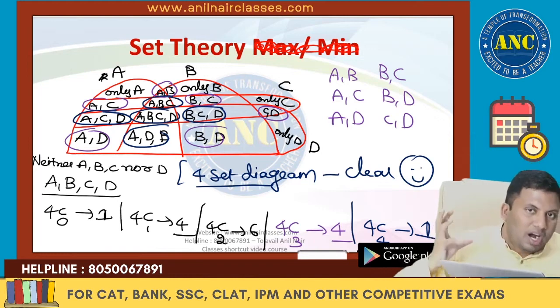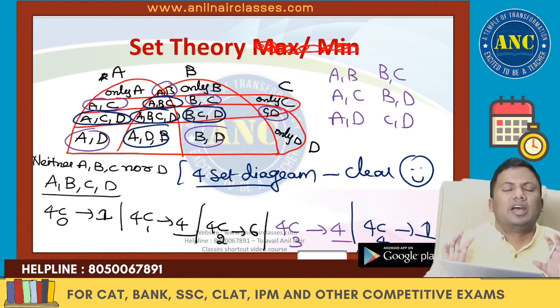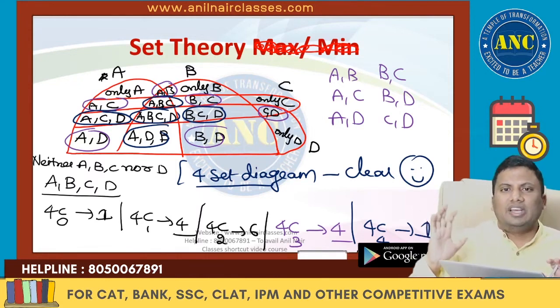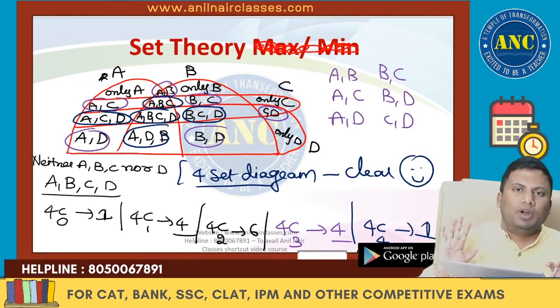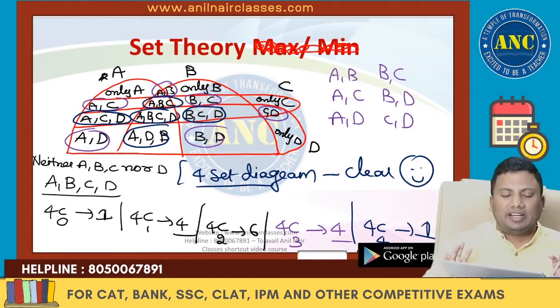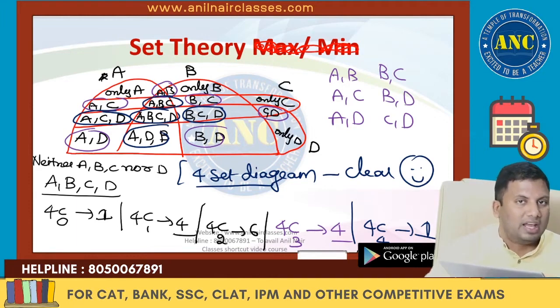Even if you do not draw the diagram, just by visualization, if I say 5 set diagrams are there, neither A, B, C, D nor E, one value I will get. 5C1, 5 values I will get, which contain only A, only B, only C, only D, only E. 5C2, 2 values, I will get 10. The diagram is for our understanding. A diagrammatic representation is for our understanding. But once you understand it, you can solve a lot of these problems orally.